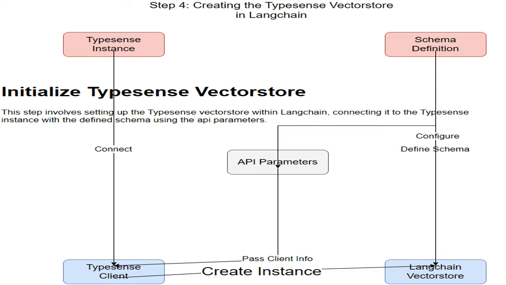Creating an instance involves instantiating a Typesense object. It integrates with your LangChain setup. This combines the search capabilities with your application. Configuration involves setting up the client. It's completed with the host, port, protocol, and API key. Accurate setup is crucial for seamless connection.